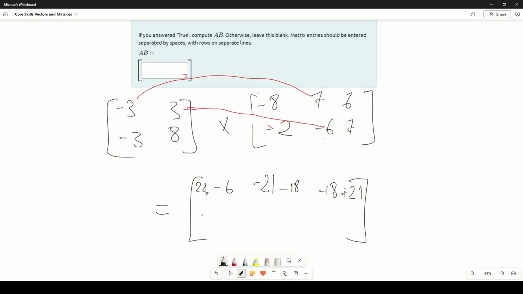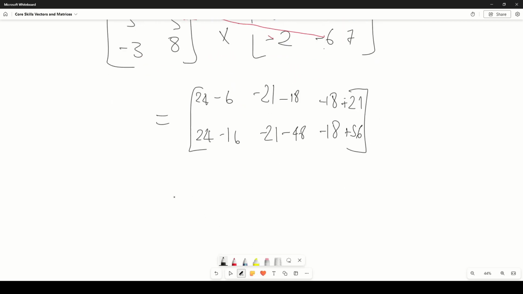So essentially what row we're on is dictated by the first matrix, and what column we're on is dictated by the second matrix. And if we just actually add all these numbers together now, we should get the correct answer. So we have an 18.